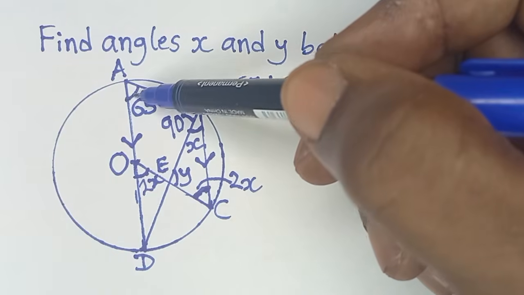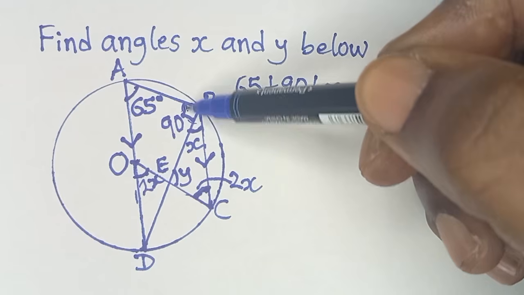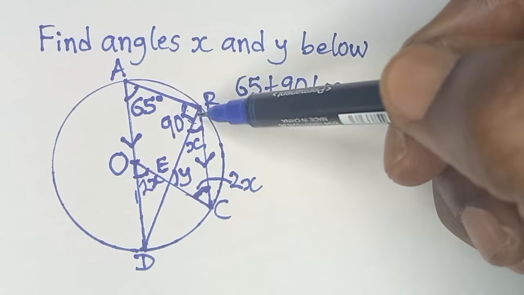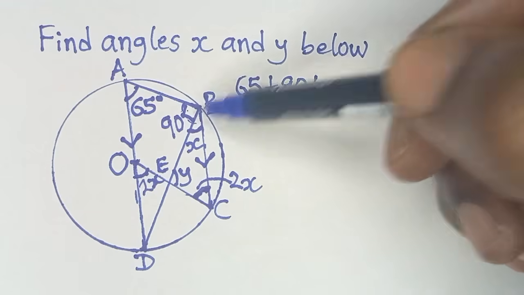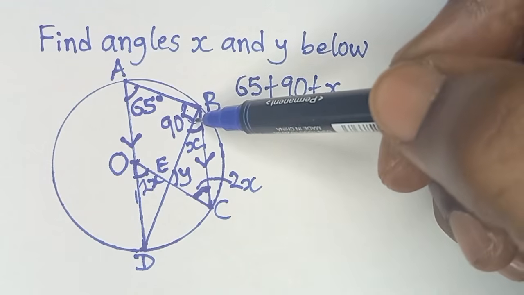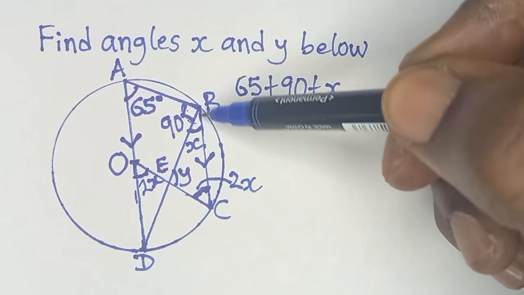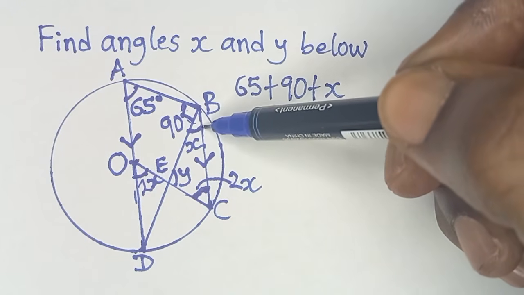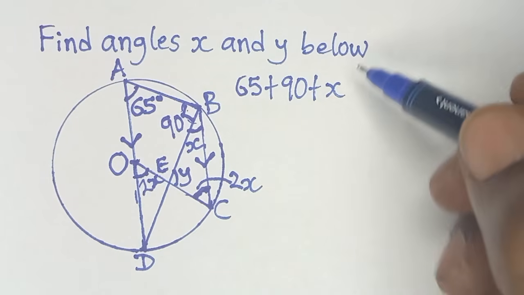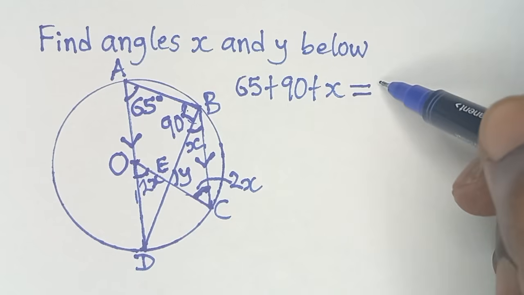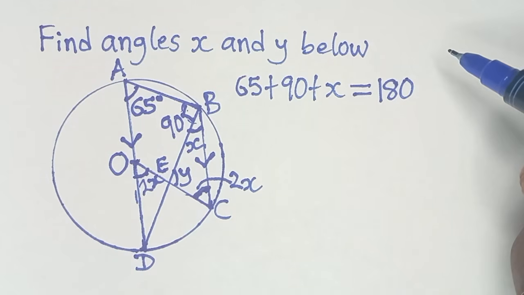So this angle 65 and the whole of this angle, because this is a parallel line, the whole of this angle along with this 65 form the two co-interior angles, angles that are between two parallel lines like this. The two angles add up to 180. So 90 plus x is one of the angles. You can see the parallel line. So 90 plus x is one of the angles, and then 65 is the other. So the two angles together add up to 180. And the reason is that co-interior angles add up to 180 degrees.